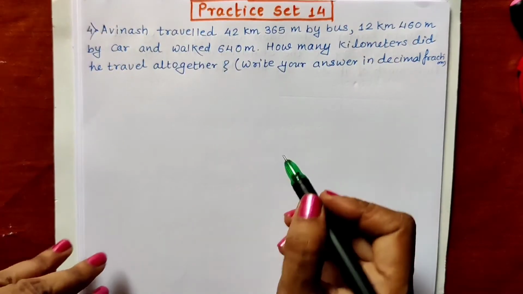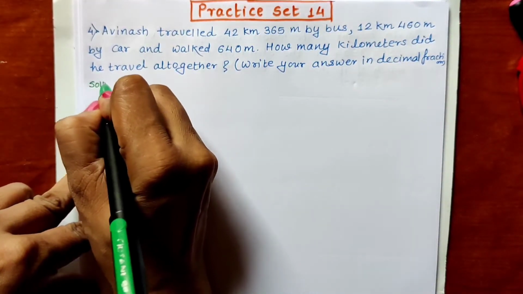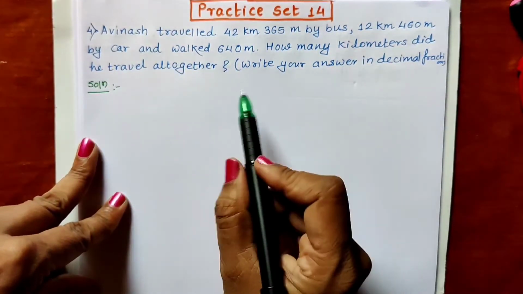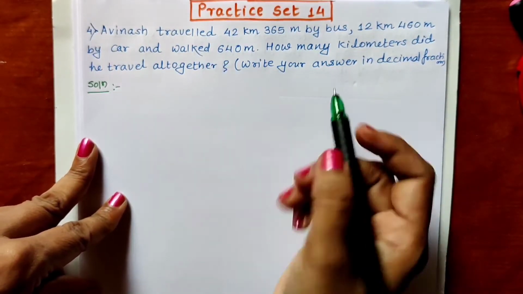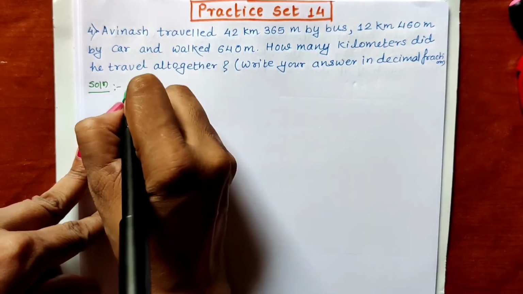As you all can see, the question is written as it is. We will start the solution. We will find all the distances in decimal fraction. First we will find out the distance travelled by bus.